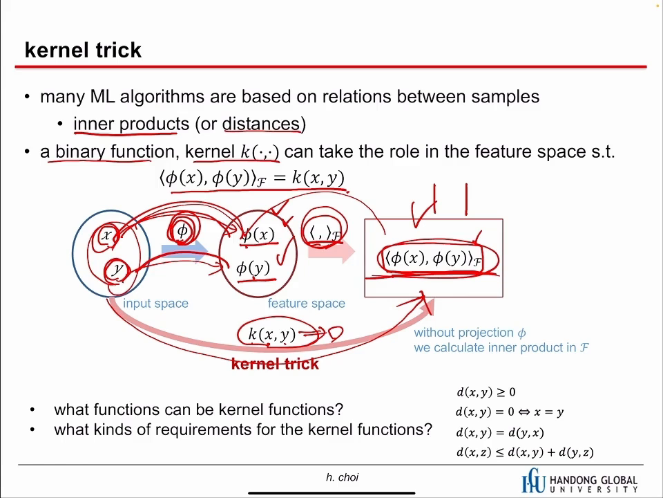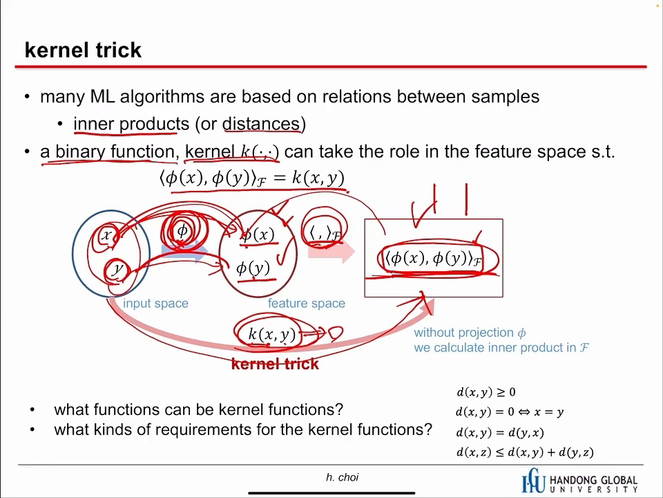How can we define this kernel function? Is it the same kind of question? In the previous case, our question was, how could we define this nice function? That was the question. Now we have another question. How can we define this kernel? K is a binary function, but not all binary functions can be a kernel. So there is a kind of constraint. There is a requirement to be a kernel function.